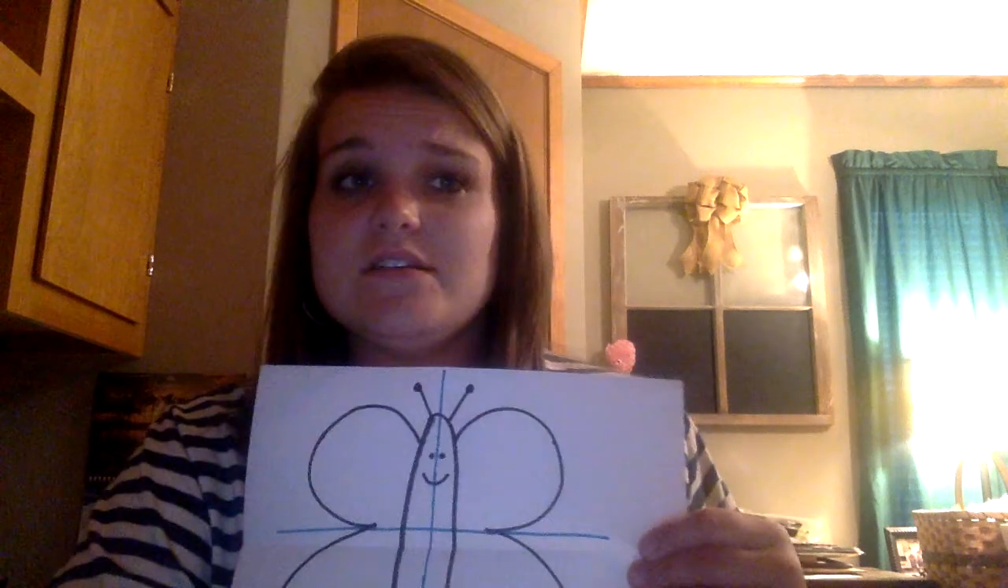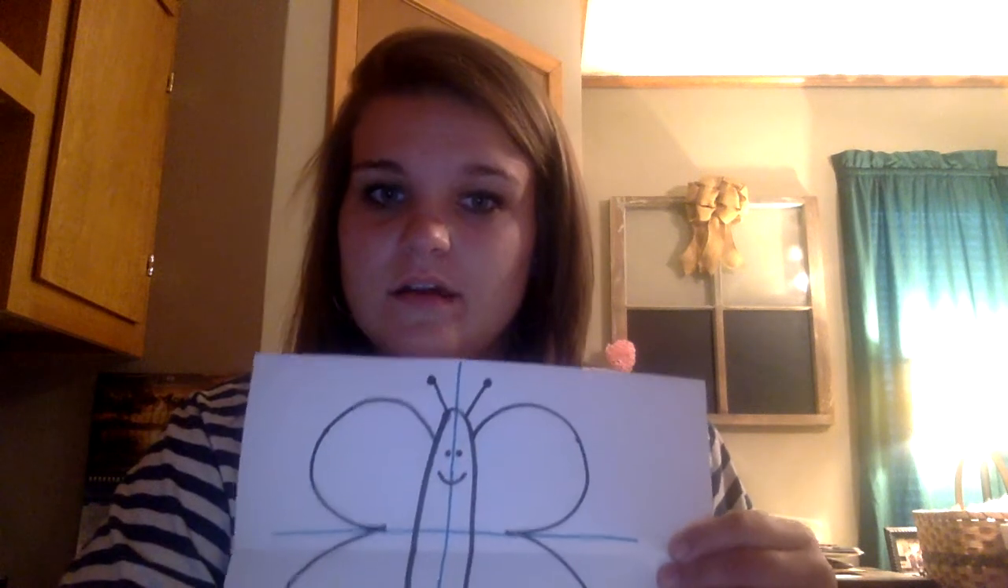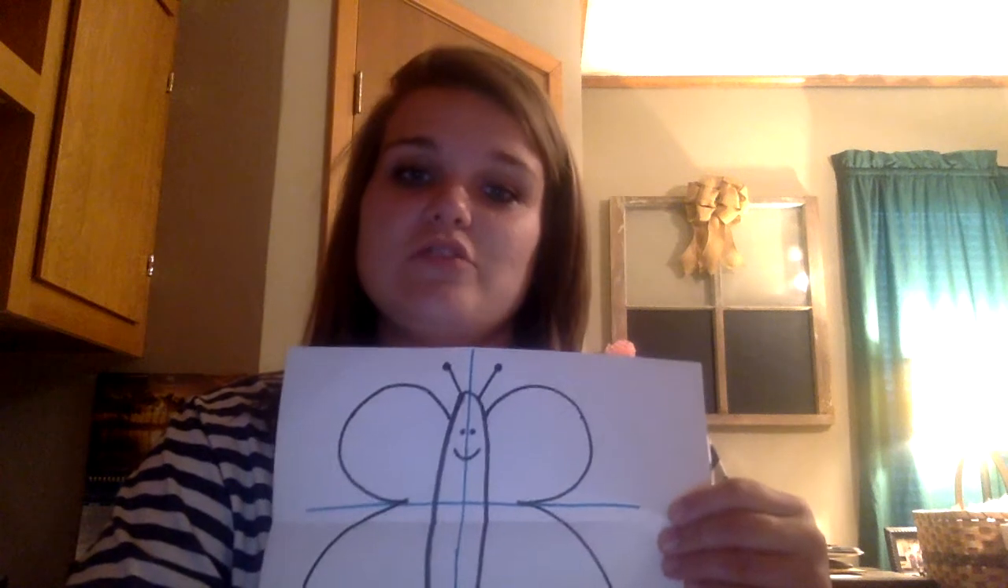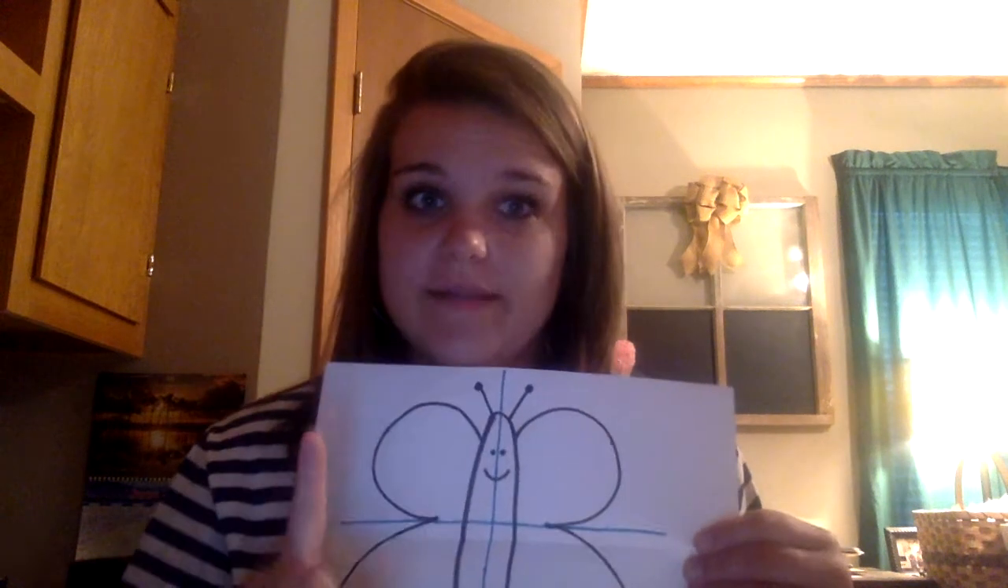Is the butterfly still symmetrical? Very good. Yes, it is symmetrical because it still has at least one line of symmetry.